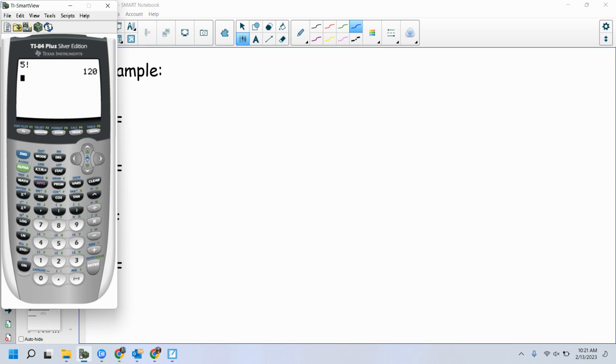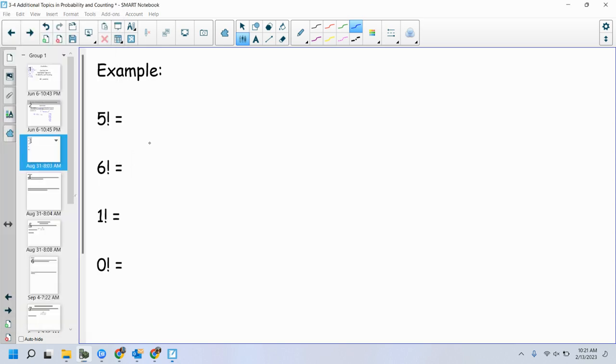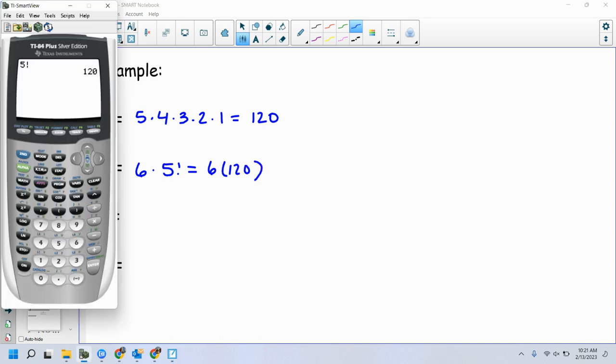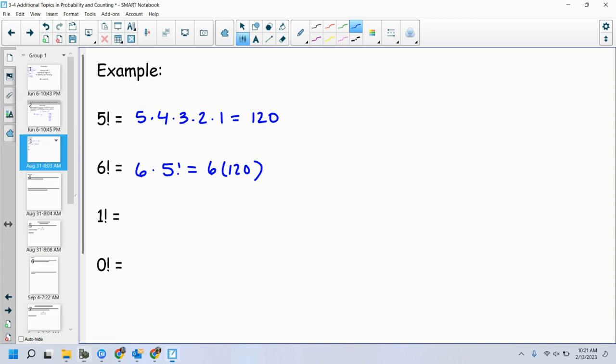So 5 factorial is 5 times 4 times 3 times 2 times 1, which is 120. So if you have 5 different things, A, B, C, D, and E, and you're going to arrange them in different ways, you have 120 different arrangements that you could possibly have with those 5 things. Okay. So what would 6 factorial be? Well, isn't that just 6 times 5 factorial? So that's 6 times 120. Let's just do that times 6. 720.